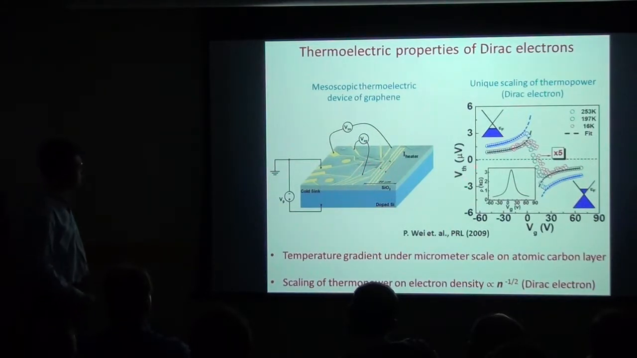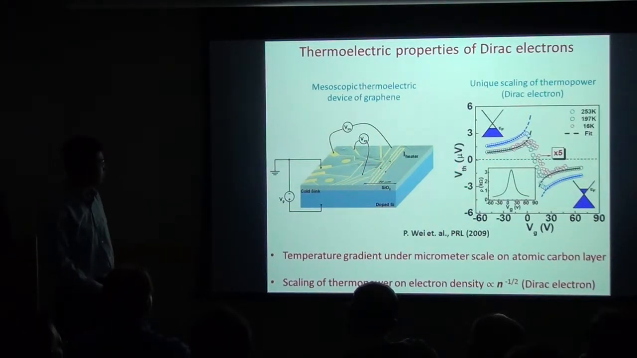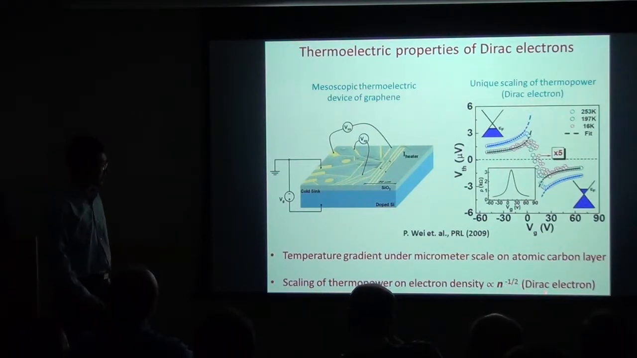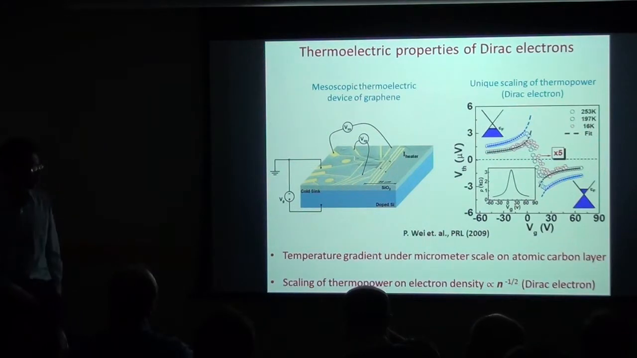With that technique, you can see, this is the thermoelectric voltage response by applying a temperature gradient. You can see first, it shows a sign change when you scan the Fermi level across the Dirac cone, which means you change from a hole side to electron side. However, another interesting thing is that the voltage has a unique dependence on the density of the Dirac electrons, which shows the inverse of a square root of n. n is the carrier density of the Dirac electrons, which is a direct consequence of the linear dispersion of the Dirac electrons.